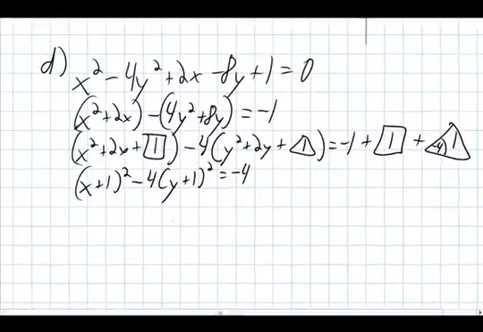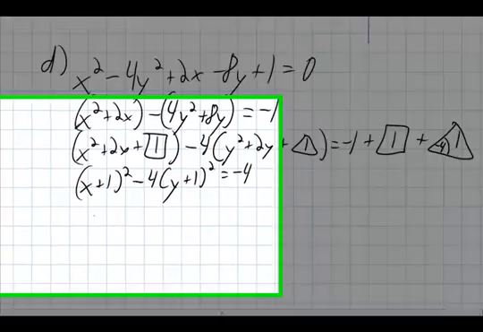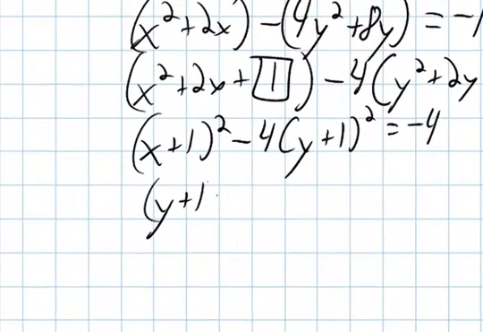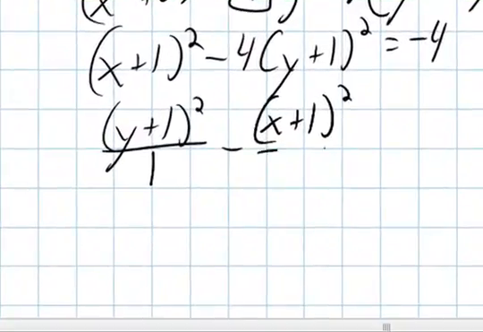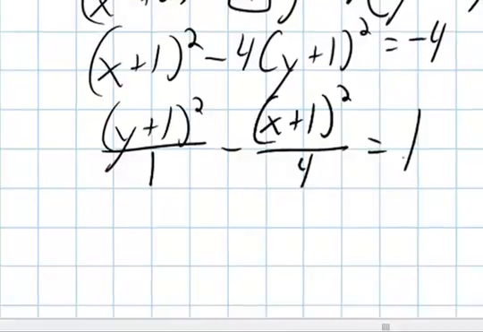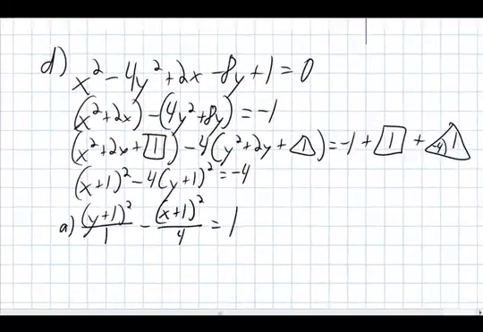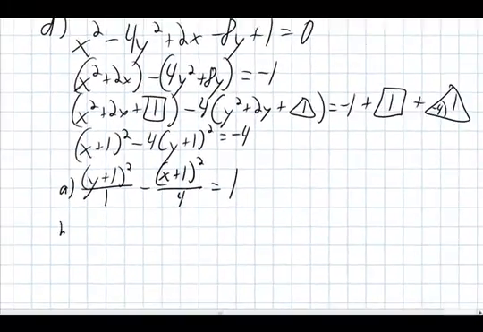Divide both sides by a negative 4. Switch around, you're going to get x plus 1 squared over 1 minus y plus 1 squared over 1 minus x plus 1 squared over 4 is equal to 1. That's our graphing form of a hyperbola. B, the center is at negative 1, negative 1.